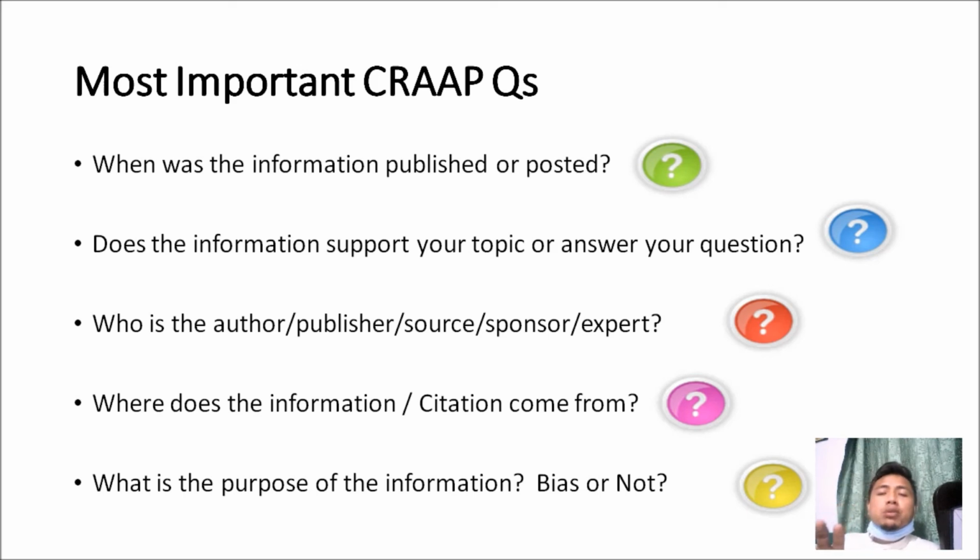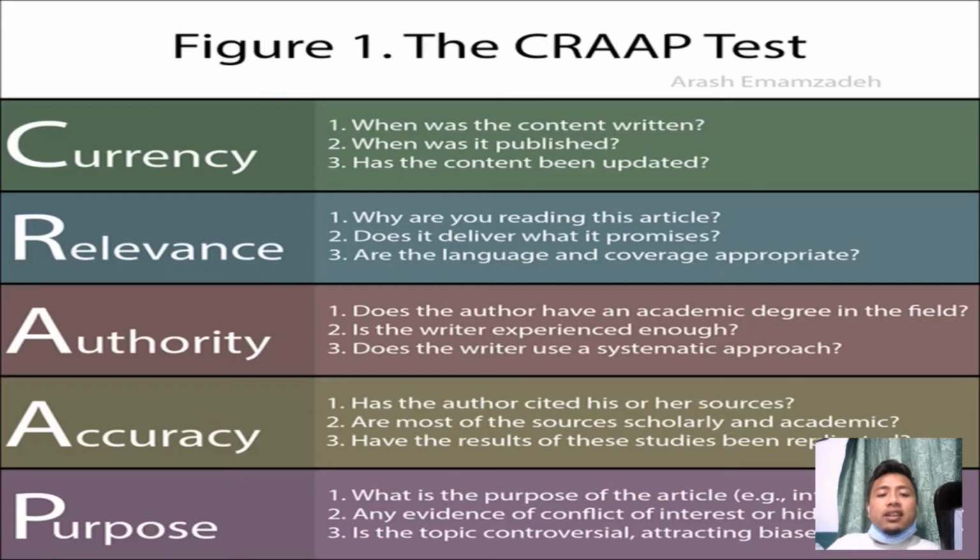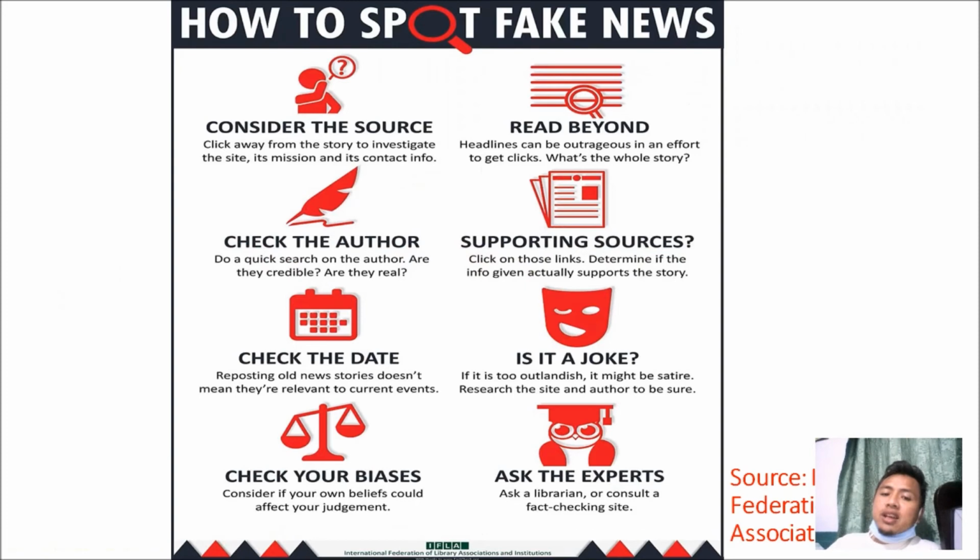You can use that source in your academic writing, in your article, or you can refer it to a friend, and so on and so forth. But if it doesn't check out, then it is not a reliable source. Even IFLA has come up with points on how to spot fake news, and all these points are derived from the CRAAP test, which is very similar. Check the date, which comes from currency. Check your biases, which comes from purpose.